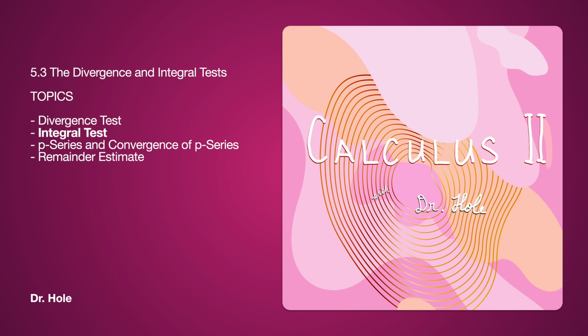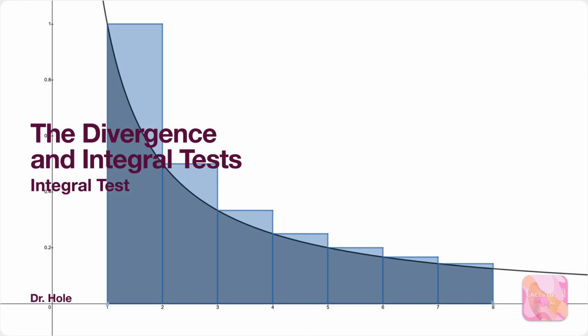The integral test, on the other hand, is double-pronged. It can be used to show convergence as well as divergence. Let's start with divergence.